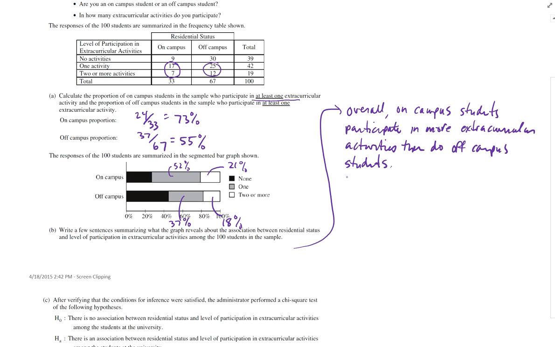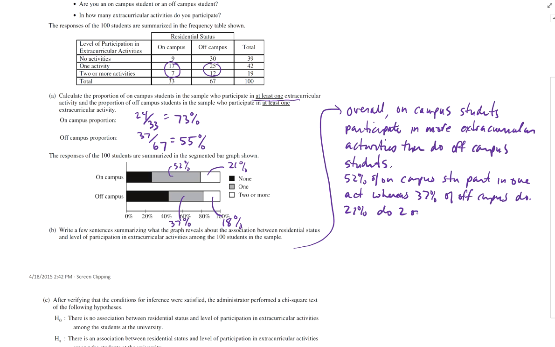So I go ahead and add this. 52% of on-campus students participate in one activity, whereas 37% of off-campus do, 21% do 2 or more, whereas 18% of off-campus do. Okay, is that good?